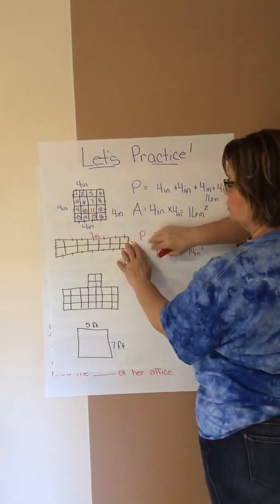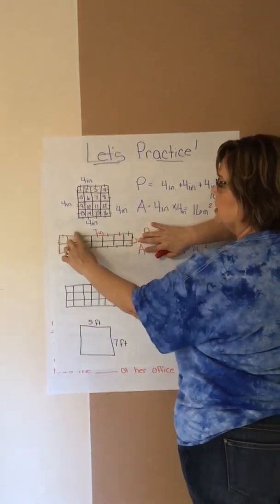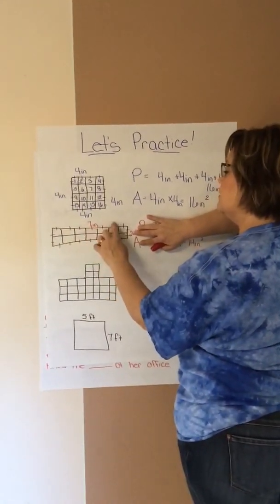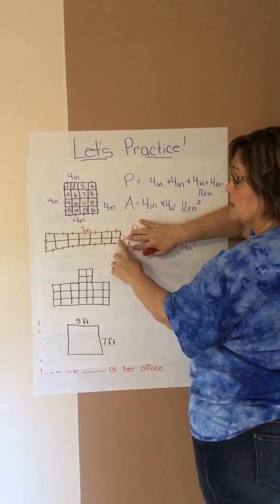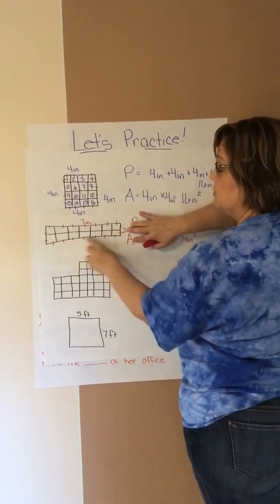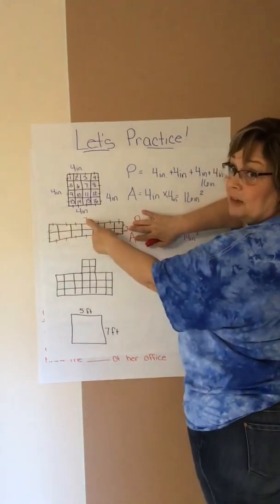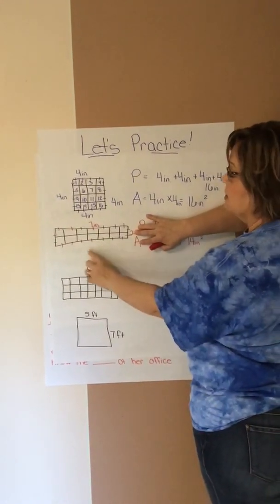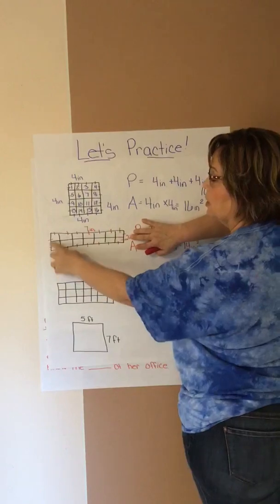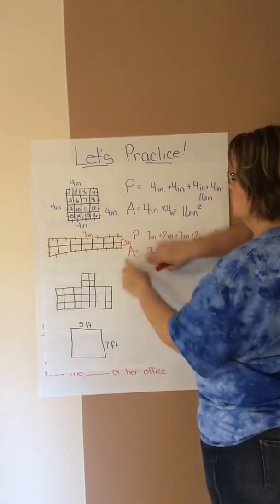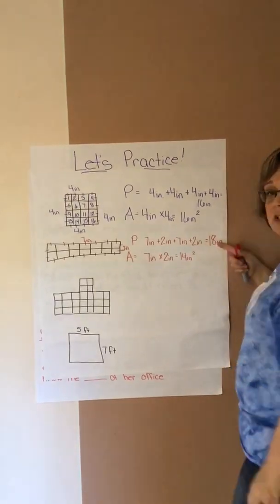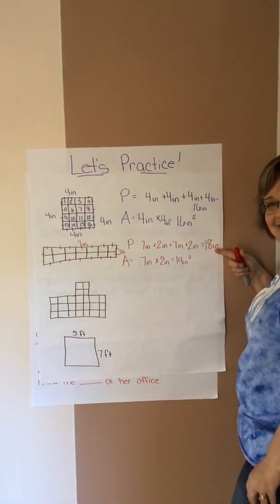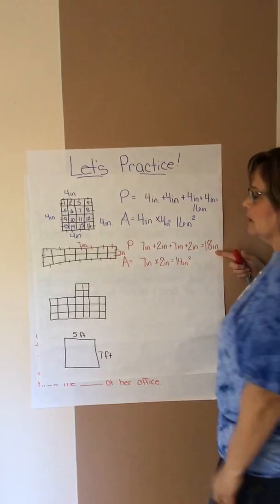In our rectangle, to find the perimeter, 1, 2, 3, 4, 5, 6, 7 inches plus 2 inches. What would this one be? If this is 7, this is also going to be 7, so plus 7 inches more, plus 2 inches more. 7 plus 2 plus 7 plus 2 inches equals 18 inches. Got it? All right, let's do our area for this one.